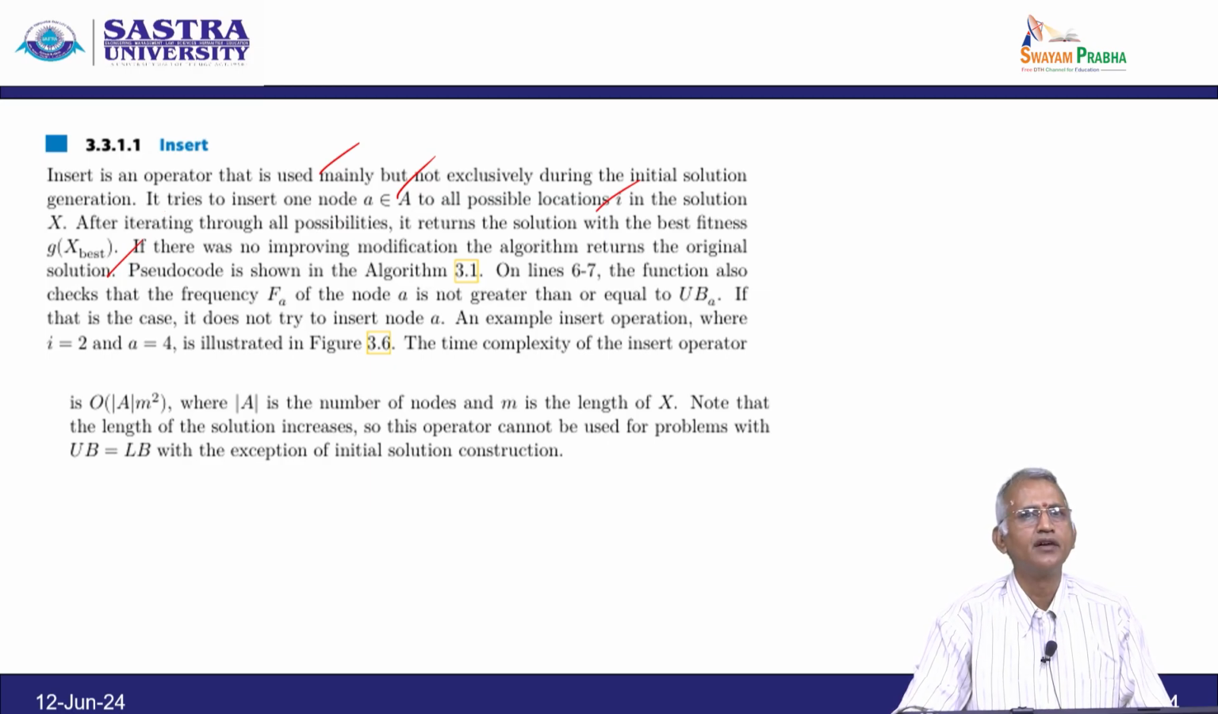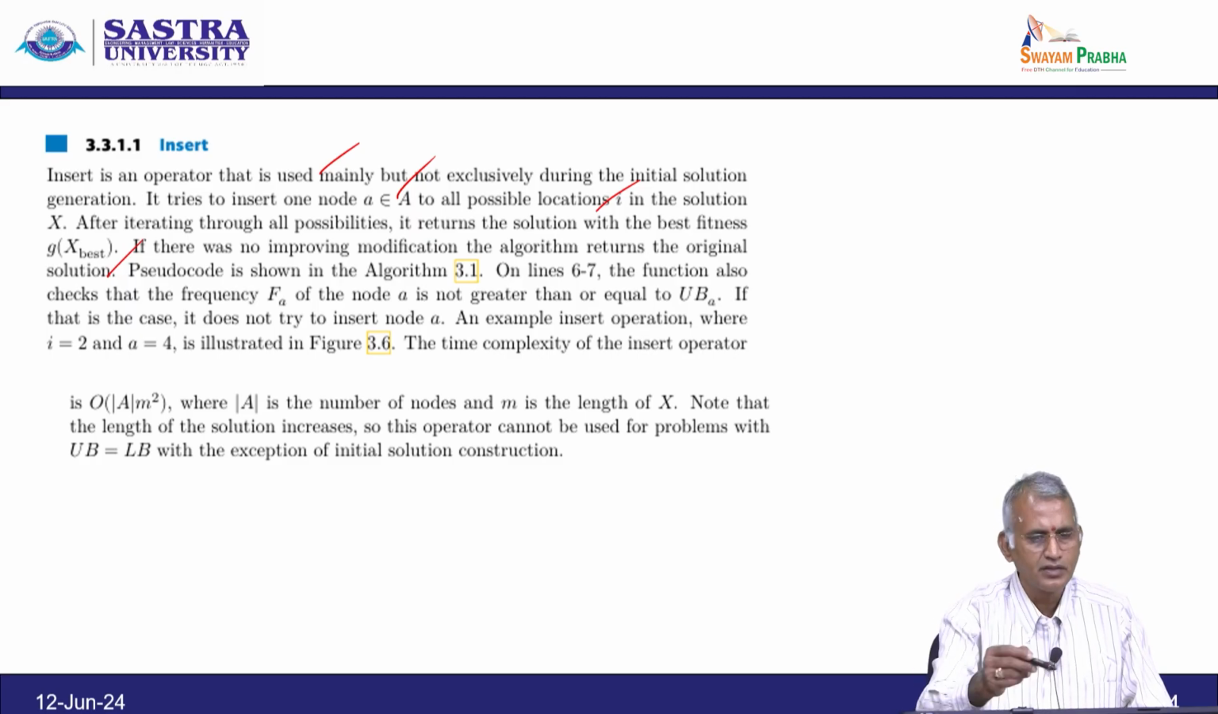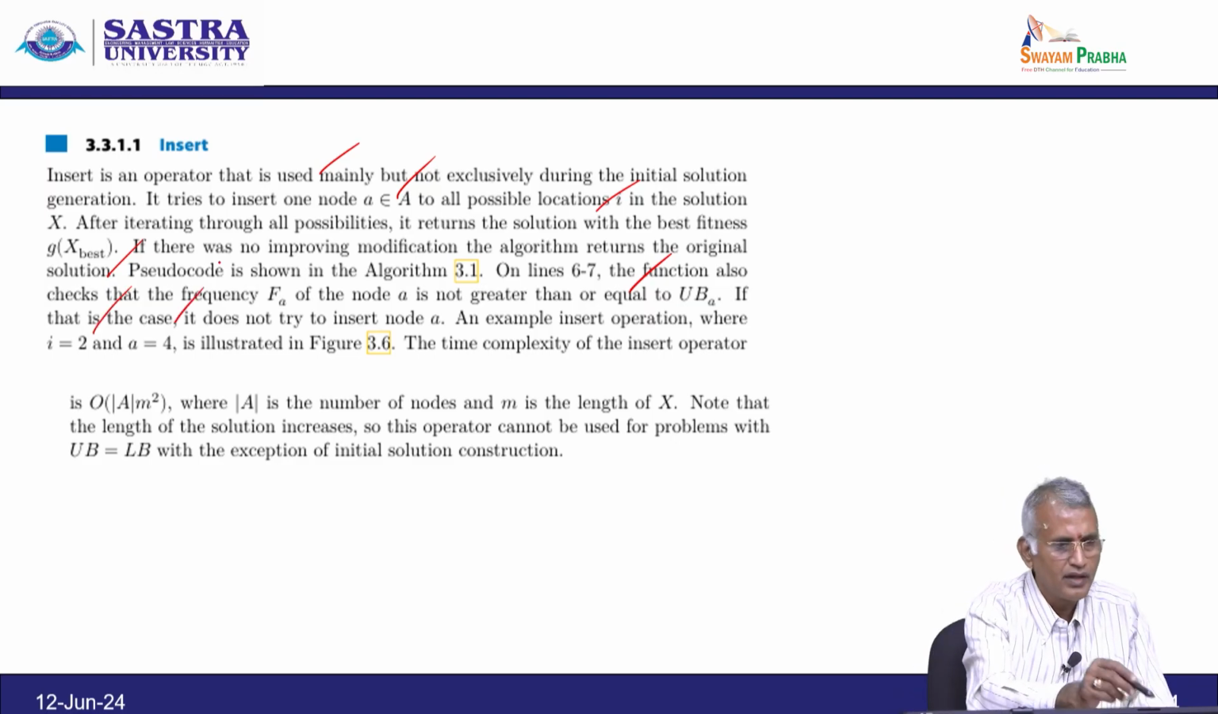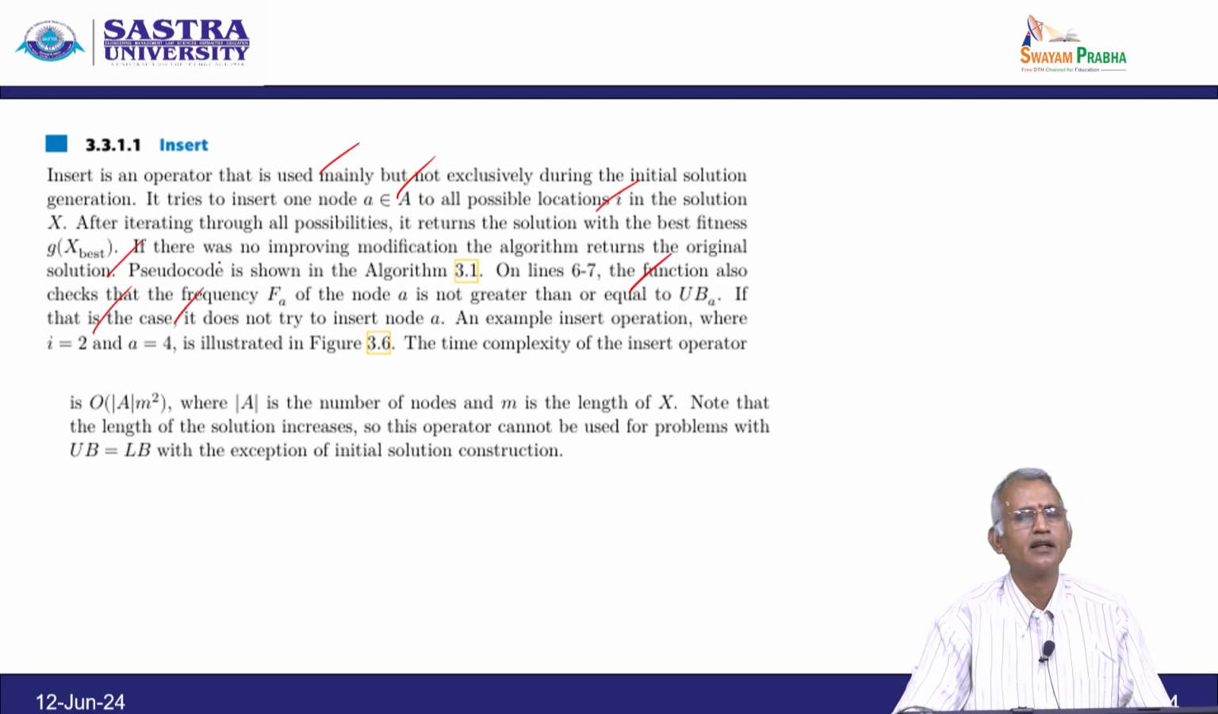On lines 6 to 7, the function also checks whether the frequency f_a of the node a is greater than or equal to the upper bound. If that is the case, it does not try to insert node a. An example insert operation where i equals 2 and a equals 4 is illustrated in figure 3.6. The time complexity of the insert operator is order of |A| times m squared, where |A| is the number of nodes and m is the length of x.